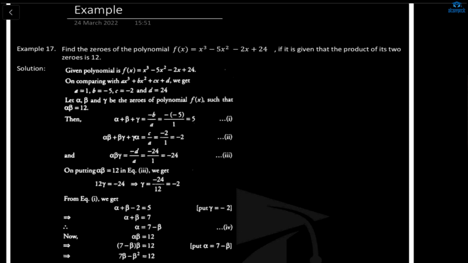The thing that is given is the polynomial, and one more thing is given: the product of its 2 zeros is 12. Since it is a cubic polynomial, you may have 3 zeros. Only the product of 2 zeros is given. Like if you take alpha, beta, gamma, only the alpha, beta value is given. Now how can you solve this? Let's put the value.